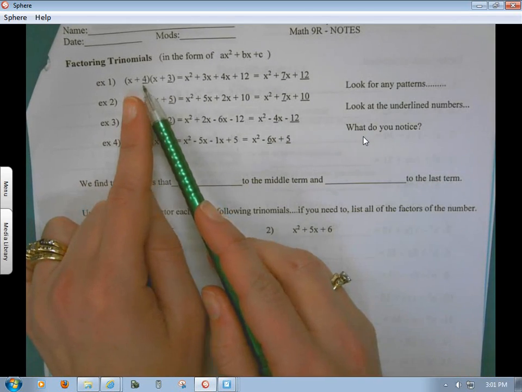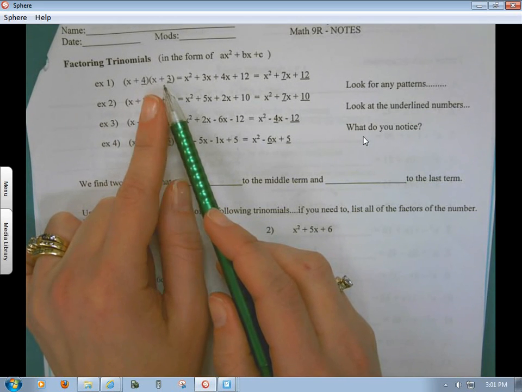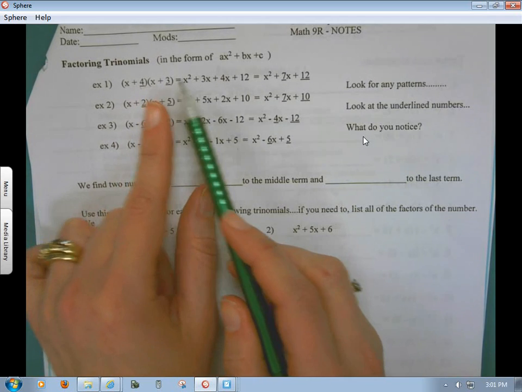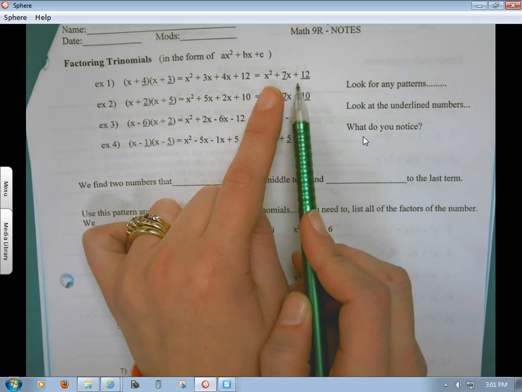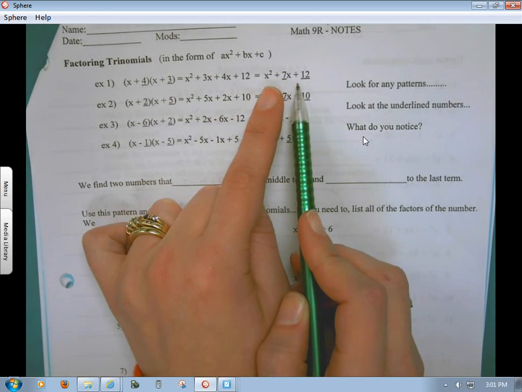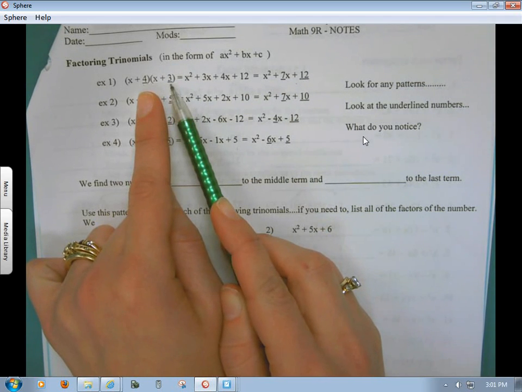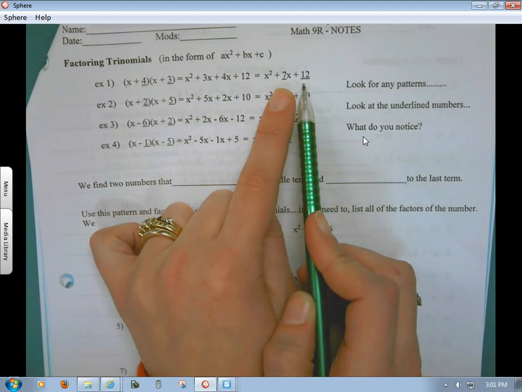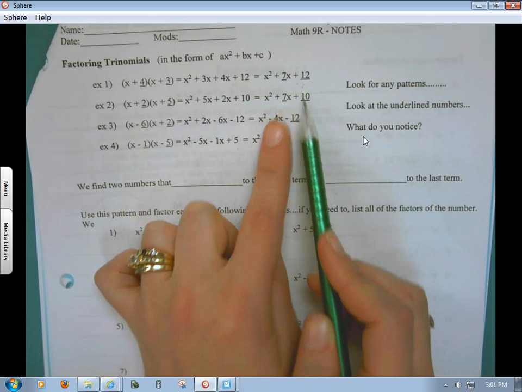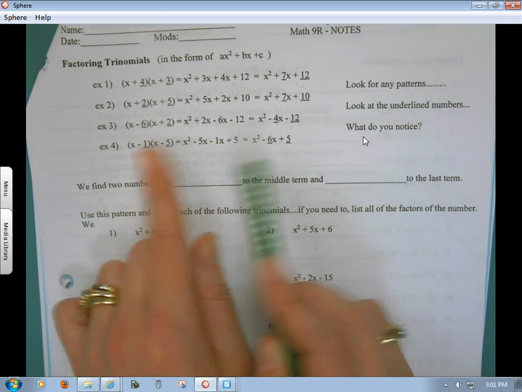You have the binomial x plus 4 times the binomial x plus 3. You FOIL, it gives you this, which gives you this when you combine any like terms. Can you see what's going on between the numbers I highlighted here, or underlined, and the numbers that are underlined here? Now check to see if that holds true for example 2. Does that hold true for example 3?